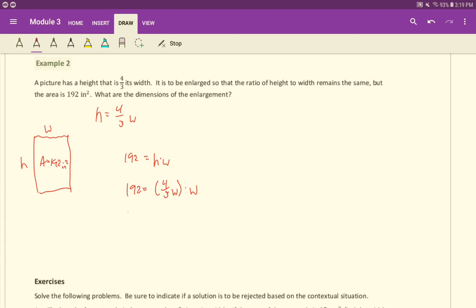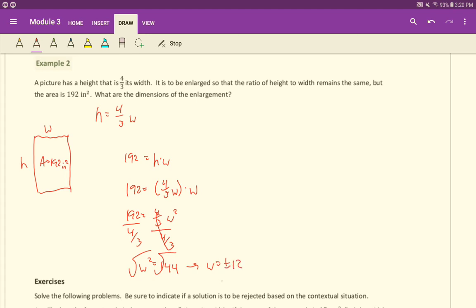So this gives us 4/3 w squared. Not easy, sorry, but it's a simple quadratic. So how do we solve this? Well, let's get the w by itself. What's with the w that we can get rid of? The 4/3. So we'll divide both sides by 4/3. And we get w squared equals, and then what's 192 divided by 4/3? It's 144. Square root both sides, and we get w equals plus or minus 12.